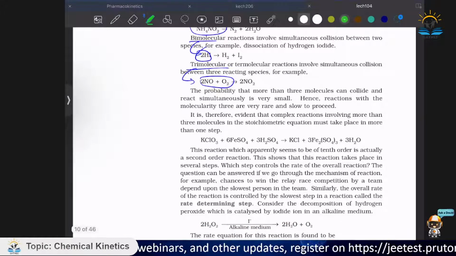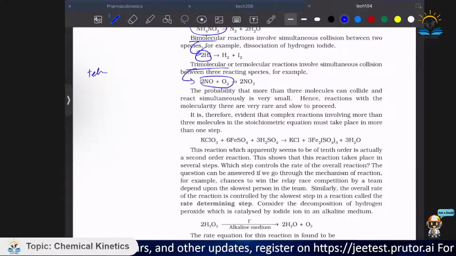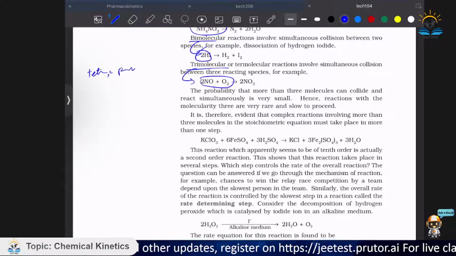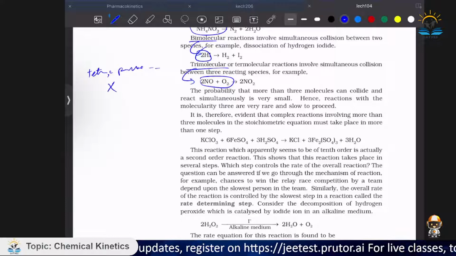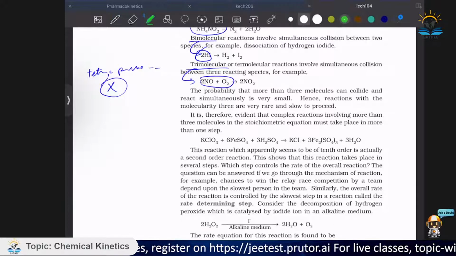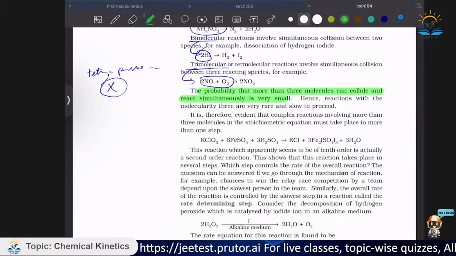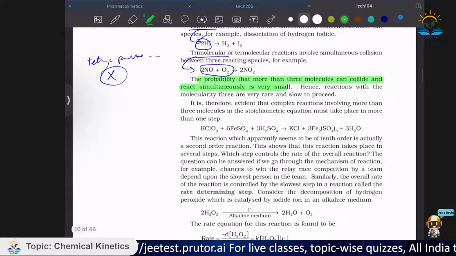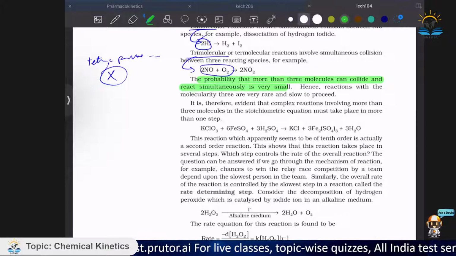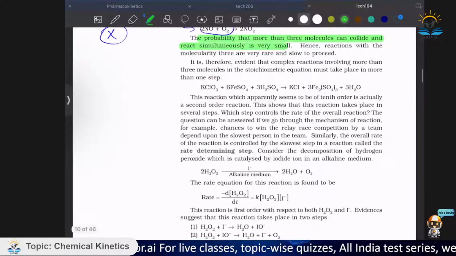There are no tetra, penta, and so on. They usually are not seen. Why? Because the probability of more than 3 molecules colliding simultaneously in a reaction is really small. So reactions with molecularity 3 and more are rare and they are slow.